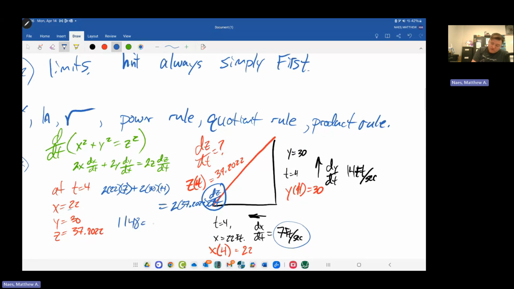1,148 is equal to 2 times 37.2022, which is 74.4044, times dz/dt. So I take 1,148 divided by 74.4044, and I get approximately 15.4, because they say one decimal here. Approximately 15.4 is dz/dt. So it'll be very similar to that concept.